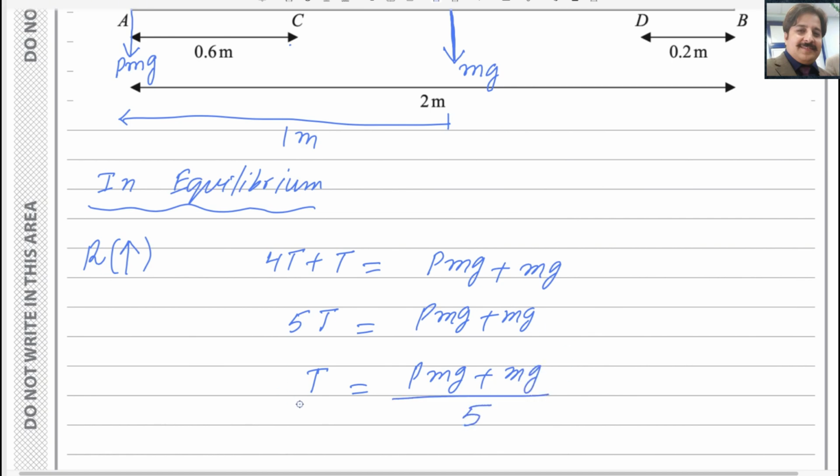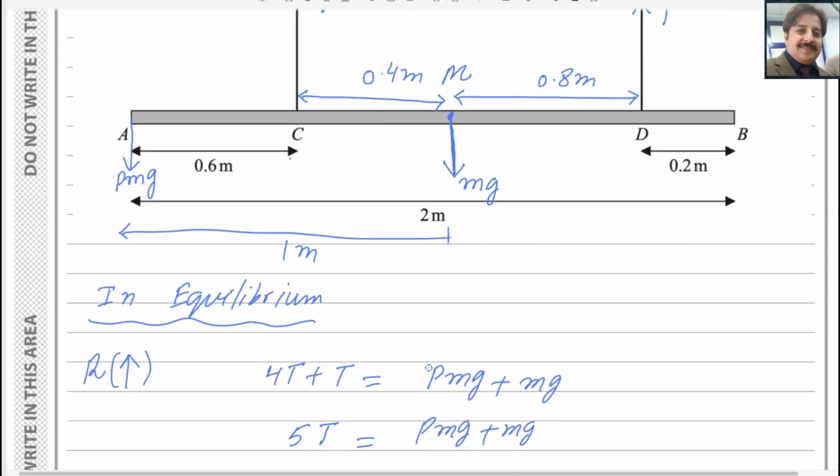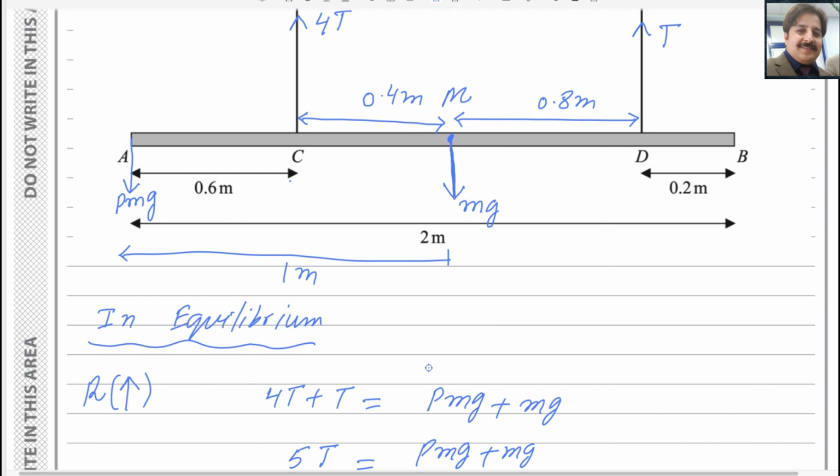But we need to find the exact value of P. So here we can apply the other rule for equilibrium: the clockwise moment should equal the anti-clockwise moment. You have to consider a point where we can take the moments. That is your choice, which point you want to take moments about. You can take it at point A, at C, at M, whatever, no problem. You can choose any point. So here I'm choosing point C.